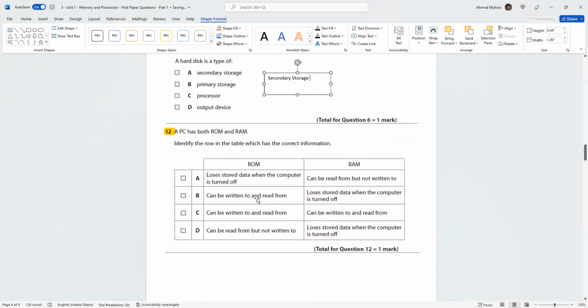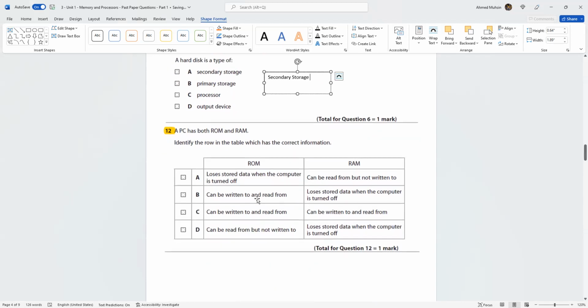Okay. A PC has both ROM and RAM. Identify the row in the table which has the correct information. ROM loses stored data when the computer is turned off. That is wrong. The ROM does not lose anything. B, can be written to and read from. That's also no, because in the ROM you can only read. You can't write anything to it. So answer B cannot be. Answer C, can be written to and read from. So answer C is also out.